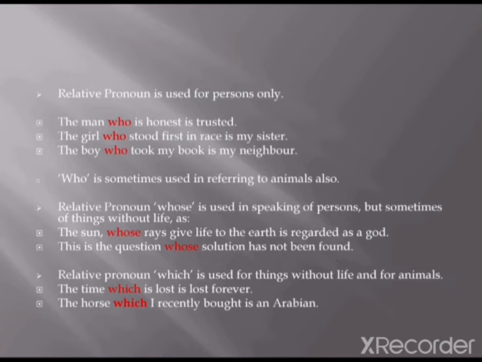that is without life. The next sentence is, this is the question whose solution has not been found. So we have used relative pronoun whose for the thing that is without life. Next, relative pronoun which is used for things without life and for animals. The time which is lost forever. We have used which for the time that is without life. And then we also use the relative pronoun which for animals, like the horse which I recently bought is an Arabian.